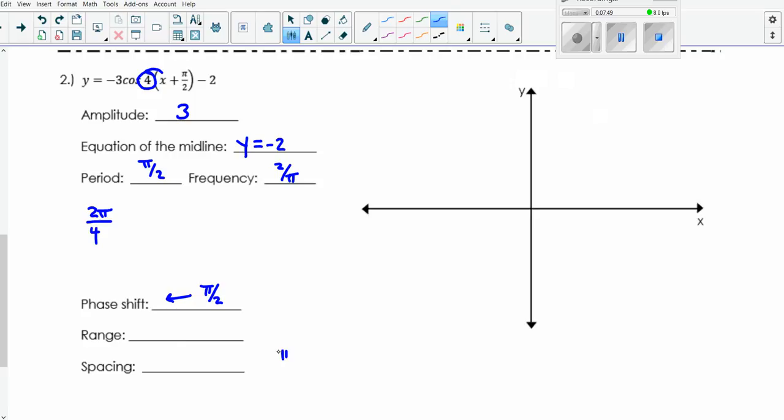My spacing, I'm going to take pi over 2 and I'm going to multiply it by 1/4, which gives me pi over 8. Okay, now this one's interesting. I actually changed the graph for you on this one because I'm going to go left pi over 2, and then my spacing is pi over 8. So if I think about this as a fraction, if I go left a half, and then every jump I go an eighth, I'm actually going more on my first jump than I am on every jump. So my phase shift is larger than my jump, okay?